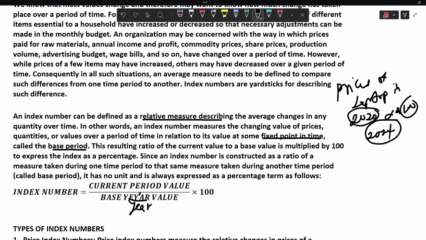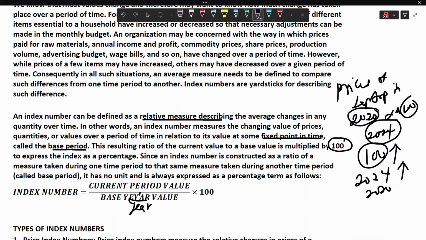And since the index number is being compared to a reference period, that's a base year period, it has an index number of 100. So if you get anything above 100, then we can say that prices in 2024 were higher as compared to that in 2020. Likewise, if you get anything below 100, you can say that prices in 2024 were lower than that of 2020.